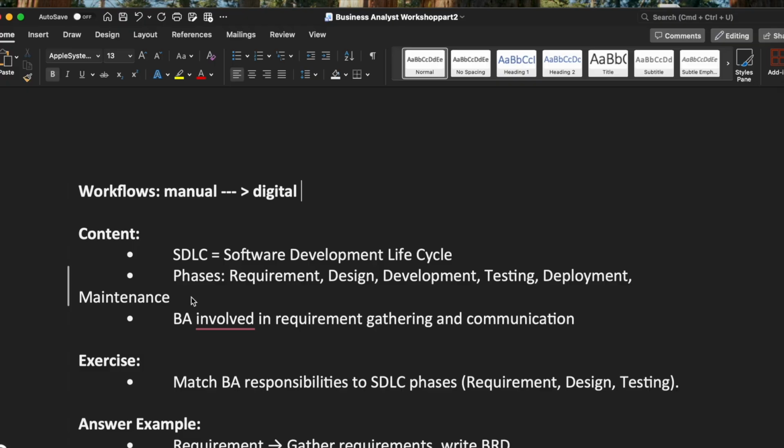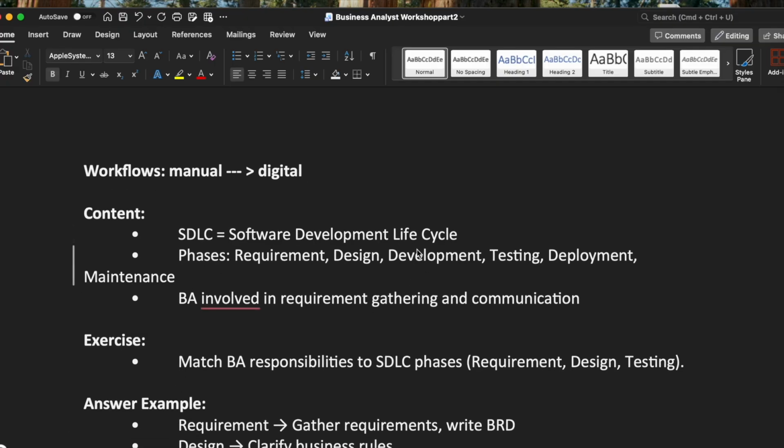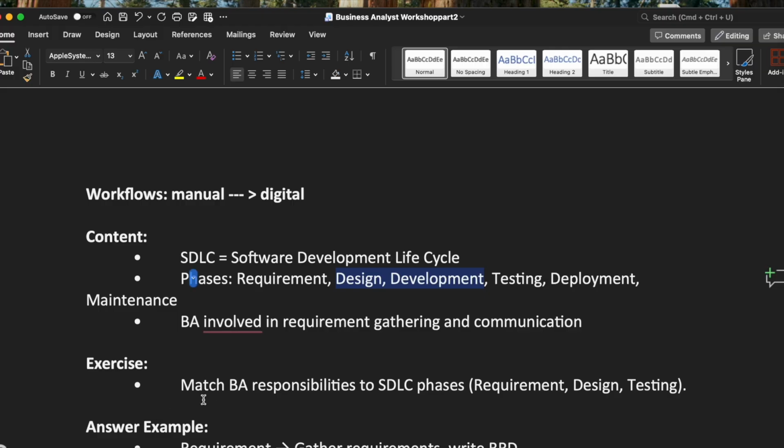Okay. So the exercise: match BA responsibilities to SDLC phases. Okay. We talked about requirement gathering. So can you tell what the BA is doing in the design phase?